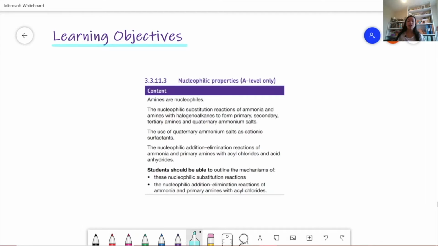And then we're going to look at the nucleophilic addition-elimination reactions of ammonia and primary amines with acyl chlorides and acid anhydrides. So by the end, we should be able to outline the mechanisms of these nucleophilic substitution reactions and the nucleophilic addition-elimination reactions of ammonia and primary amines with acyl chlorides.